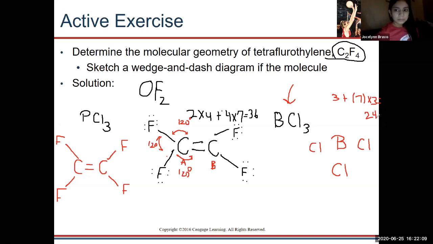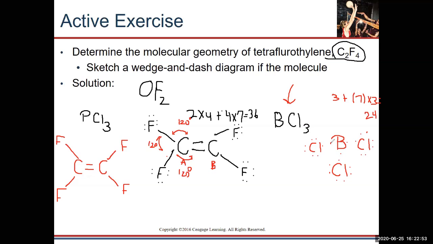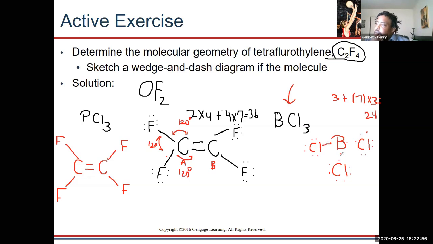So how many bonds are we going to have? So we have 3 electrons for boron, and 7 for each chlorine. For boron to have 6, and everybody else to have their octet, what do we need to do? How many electrons should be shared between chlorine and boron here? 2. 2 electrons? Okay, so just a single bond?